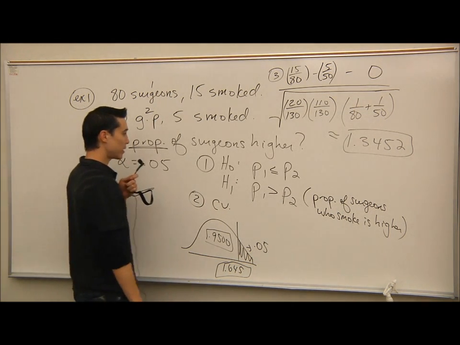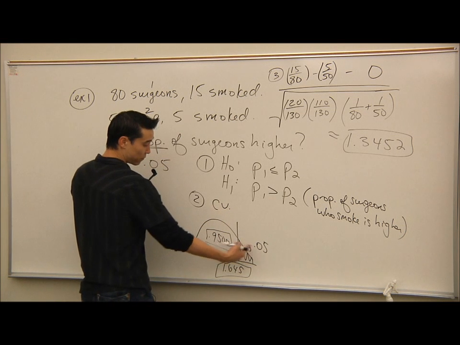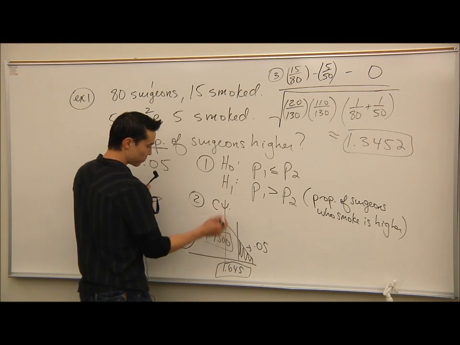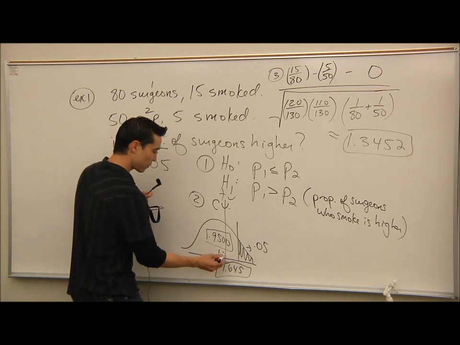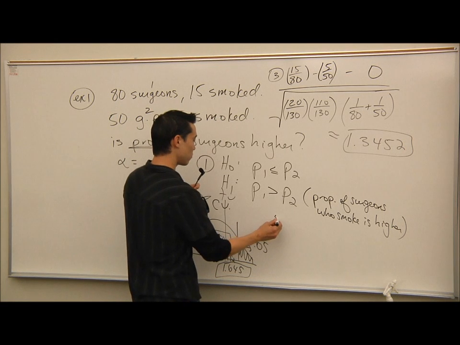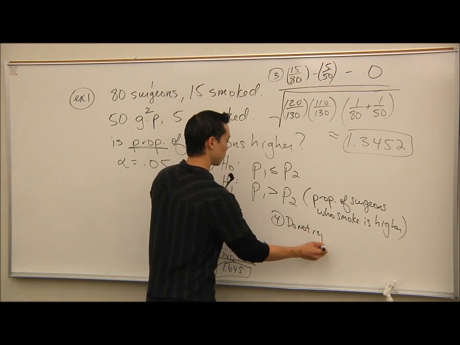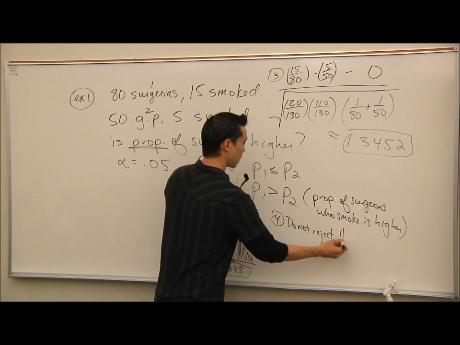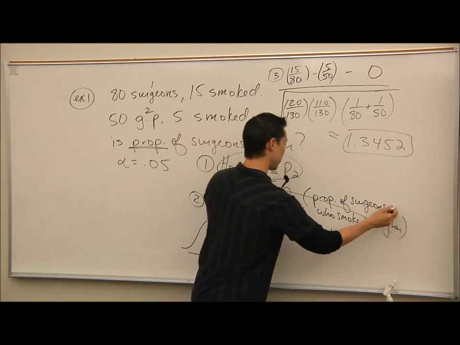And once I get that, that's my test value. I plot that on my thing here. 1.645 is my critical region, so 1.3452 is to the left of that, right? So 1.3452. So I do not reject H0, step 4. Do not reject H0. So I'm going to circle H0. I'm going to cross a line through H1.